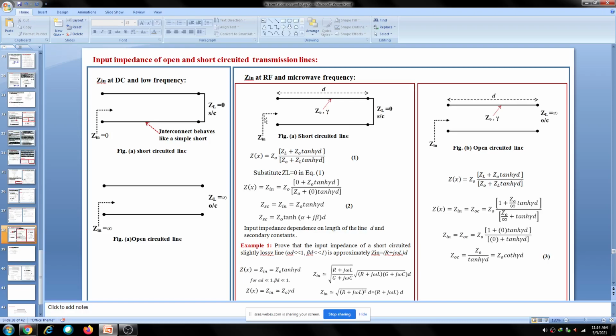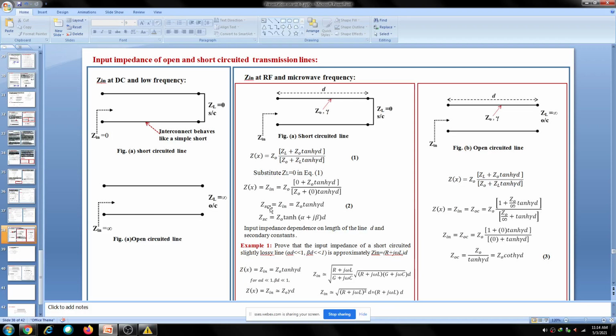If you measure impedance here, it is not equal to 0. It is given by the expression for a short circuited line. Short circuited means ZL is equal to 0. Substitute ZL equal to 0 in this equation. Here we get Z0 times tan hyperbolic gamma d. So that is called the short circuited input impedance.